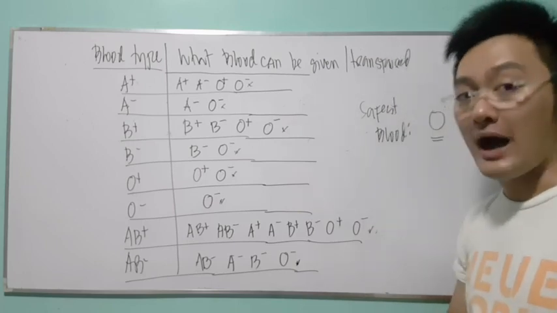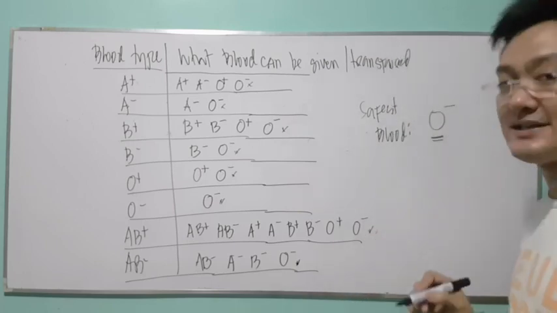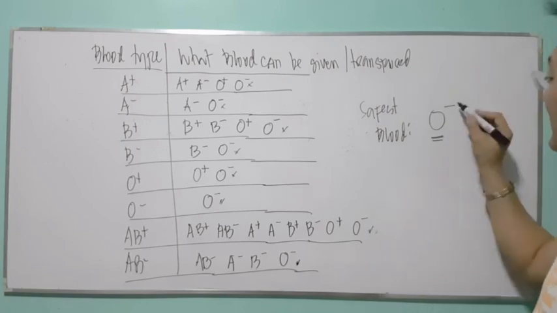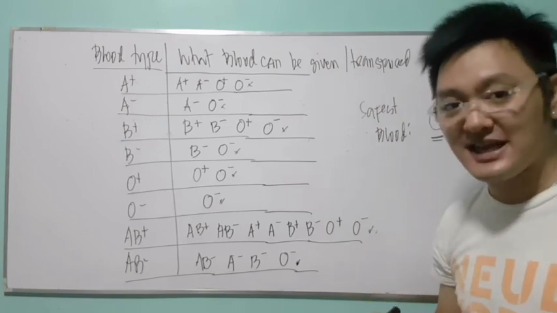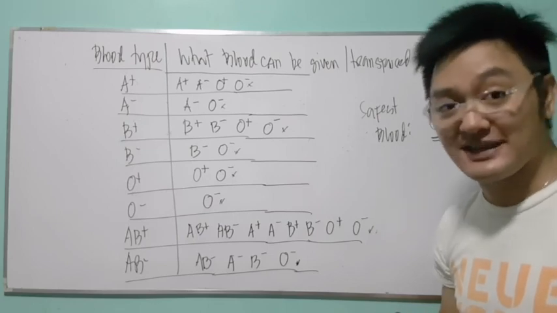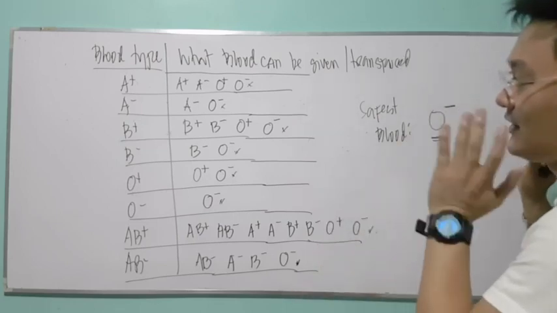Can you follow? Why O? Because O is the universal blood donor. Why negative? Because it does not contain antigen. No Rh antigen, no immune reaction. Can you follow? So that is what we call the universal blood donor.